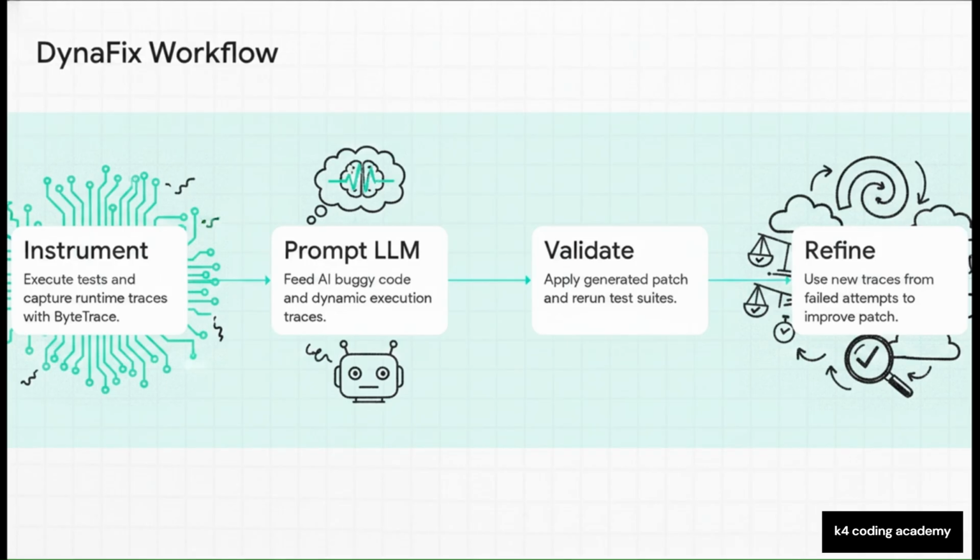Step 2, we prompt the LLM, like GPT-4, with both the buggy code and those rich runtime traces. Step 3, the AI suggests a patch, and we validate it by running the tests again. And here's where it gets incredibly powerful. Step 4, if that patch fails, we don't just ask the AI to blindly guess again. We do a layered refinement, feeding it the new traces from the new failed attempt.